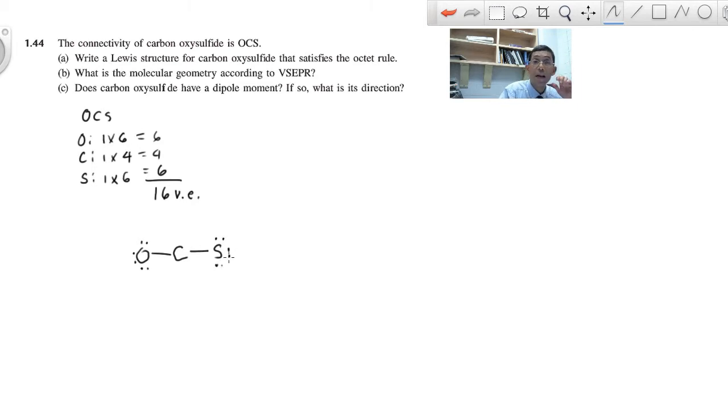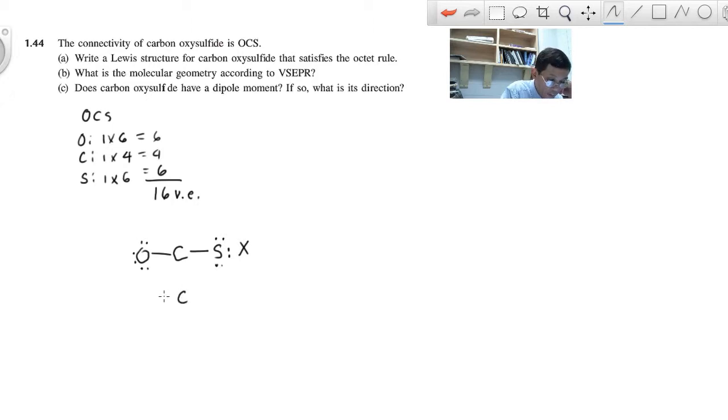And how many electrons have we used up so far? 8, 16. We've used up the valence electrons already, but we don't have an octet around carbon, so that's when we start doing multiple bonds. So this is not good. So let's try a double bond between carbon and oxygen.